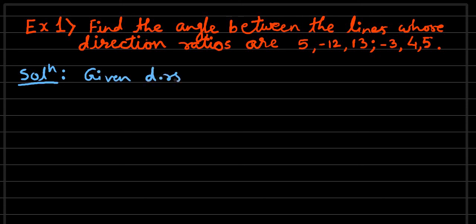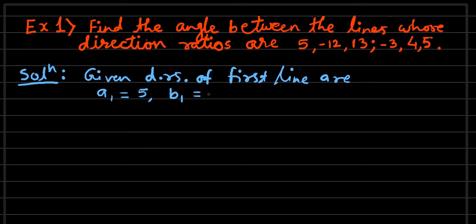Given direction ratios of the first line are A1, which is equal to 5, B1, which is equal to minus 12, and C1 equal to 13.